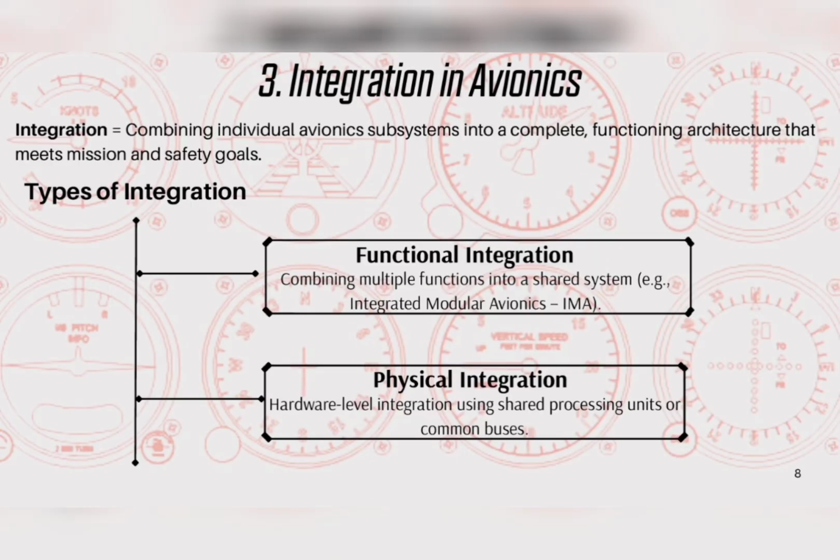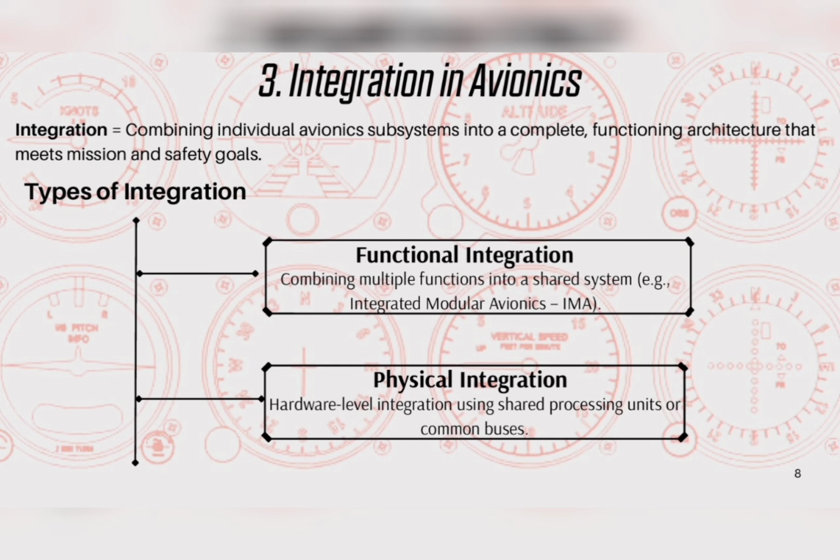Integration means combining individual avionics subsystems into a complete, functioning architecture that meets mission and safety goals. It can be categorized into three types. Functional integration: grouping multiple functions on shared compute, as in IMA. Physical integration: how hardware is physically mounted, cooled, and powered. Information integration: the data architecture that enables subsystems to exchange information reliably using ARINC 429, MIL-STD-1553B, AFDX, and other protocols.